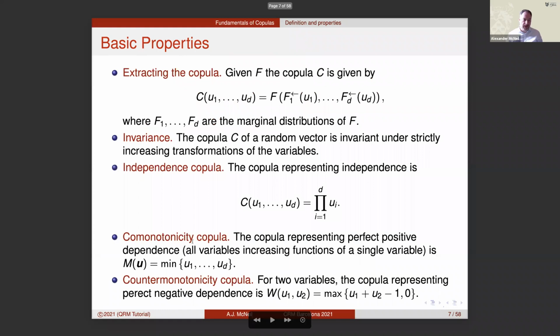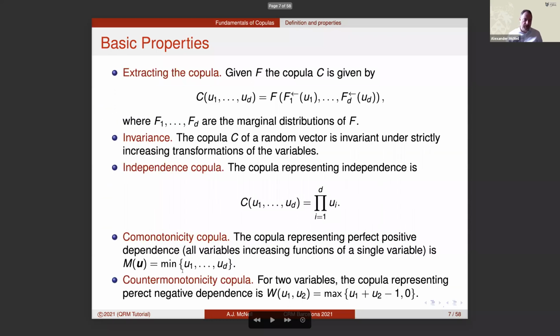Another special copula is what we call the comonotonicity copula. This is the copula that represents the strongest form of dependence you can have, the strongest form of positive dependence. If every variable was a deterministic and increasing function of every other variable, that's a very extreme form of dependence, because when one variable is large, the other variables are all large. When another one is small, the other ones are all small. So this is called comonotonicity, and it has a special copula, which is the minimum of the arguments. There is a convention in copulas that the comonotonicity copula gets called M instead of C. Usually I'm going to use C, but often the comonotonicity copula is called M.